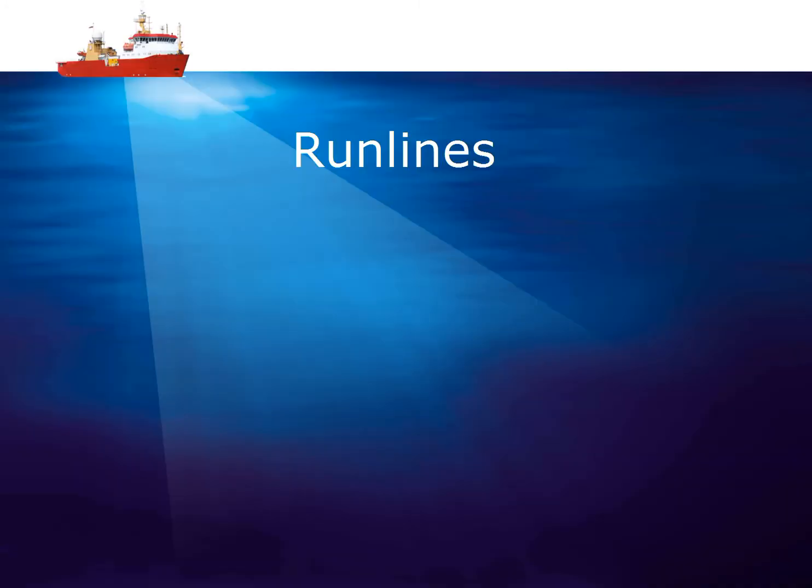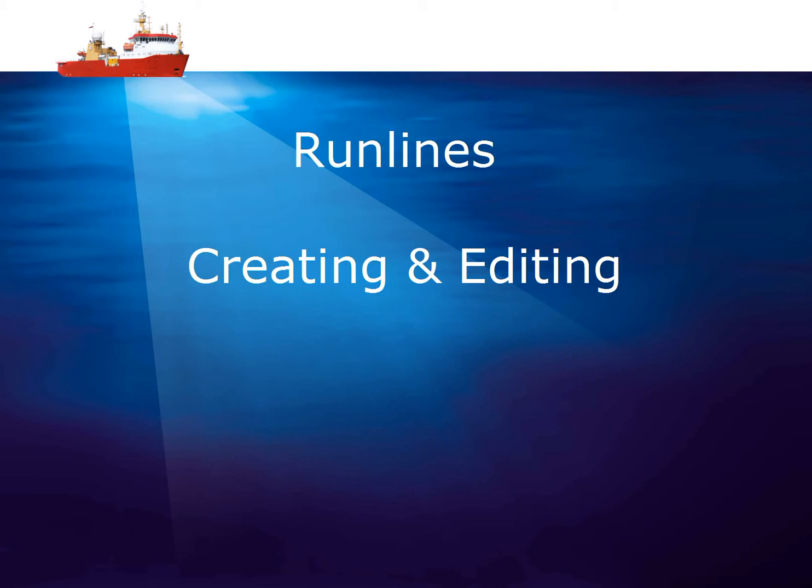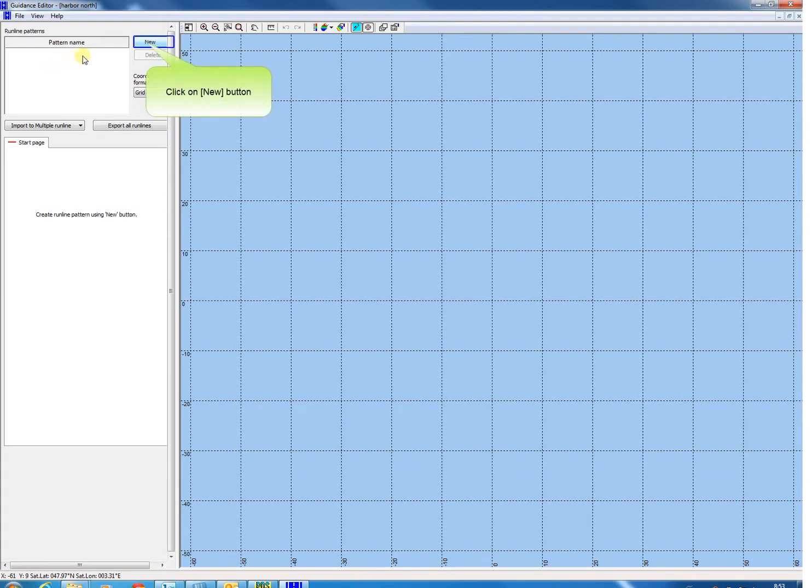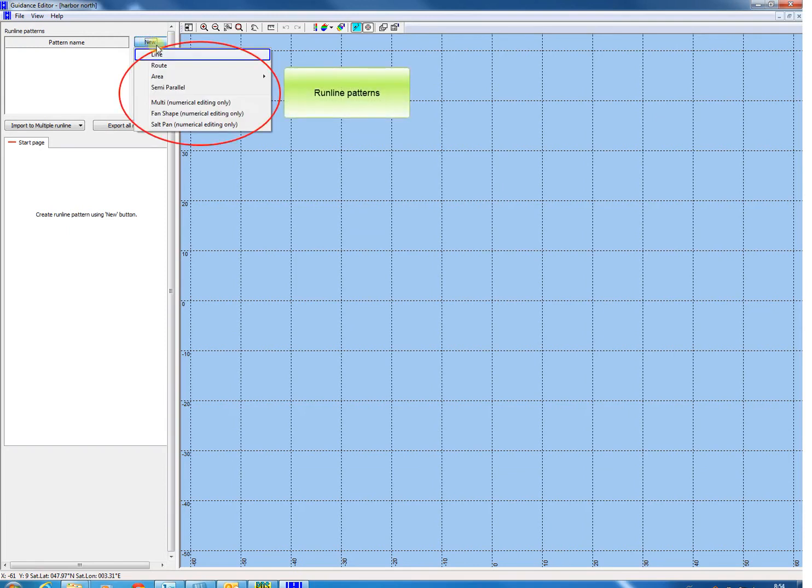In this movie we will describe the creation and editing of runlines in the guidance editor. Click New to add a new pattern to the runline file. A selection can be made for different types of runline patterns. Select Line to add a runline pattern from a line.